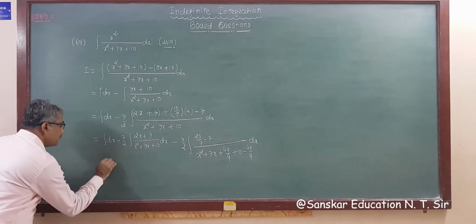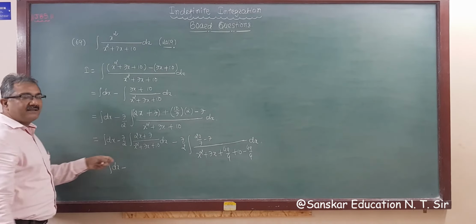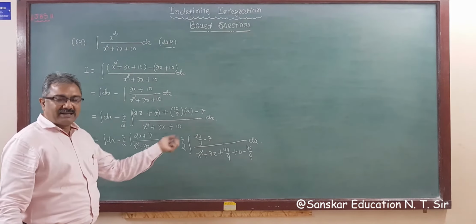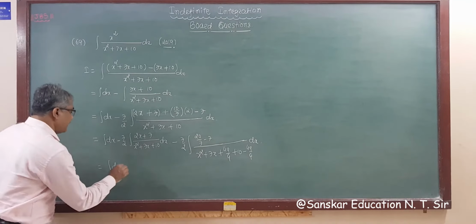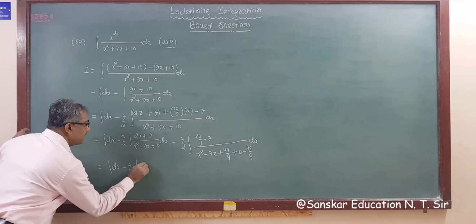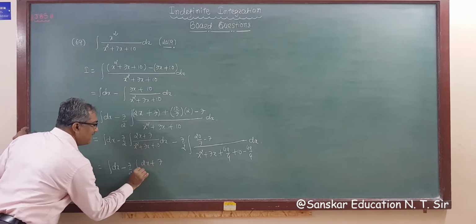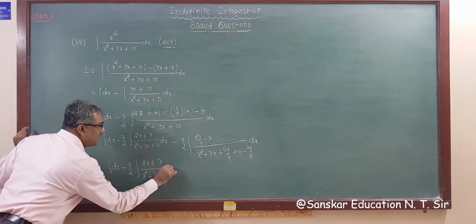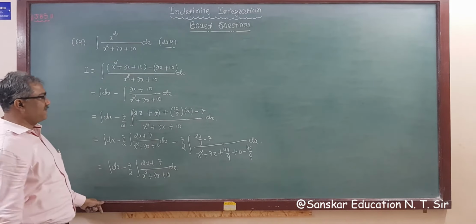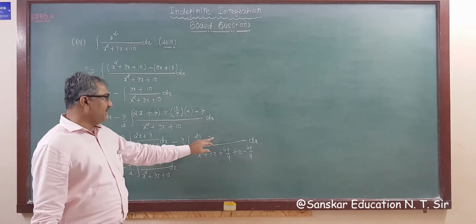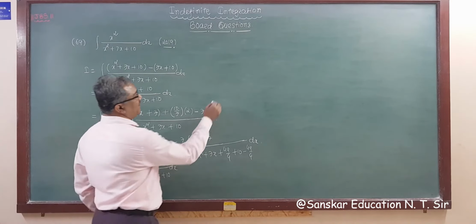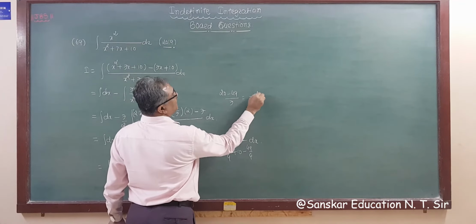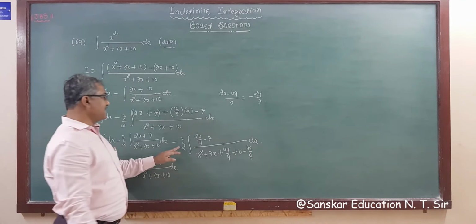So this is equal to integration dx. This is a revision question, so I am writing a few less steps, not writing all steps. I hope you understand this one, right? So 7 by 2 integration of twice x plus 7 whole upon x square plus 7x plus 10 dx. Now this is 7 into 7, 49. 20 minus 49, divided by 7. So this is minus 29 by 7. And this is minus 7 by 2.